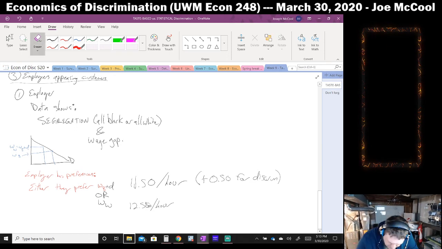Either discriminating is worth 50 cents to them or it's not. It's not going to be like a case-by-case thing, right? So we'll see segregation in the workplaces, and we'll see that there will be a wage gap that's caused as a result. And the wage gap will be equal to this 50 cents. All right, we ran out of time, so I will get into the rest of this next time, and then we'll talk about statistical discrimination.